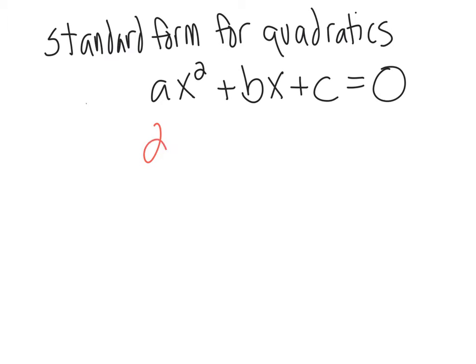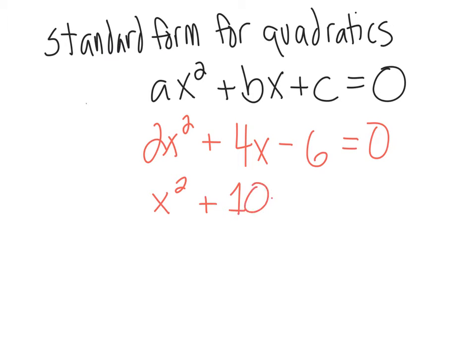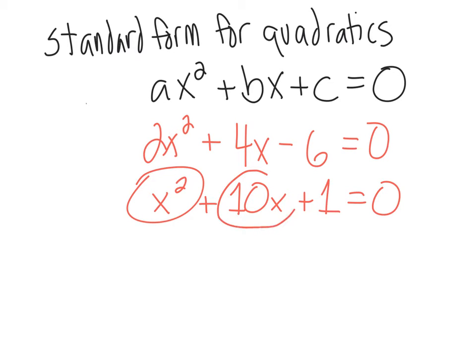So an example would be 2x squared plus 4x. We can even do a minus here, that's fine, equals 0. That's standard form. You could even have no coefficient here, plus, we'll say, 10x plus 1 equals 0. These are all standard forms because, as you can see, there's x squared with a coefficient, then x by itself, and then a constant term, followed by 0 at the end. This is standard form for quadratics.